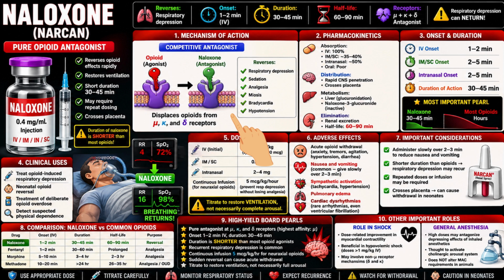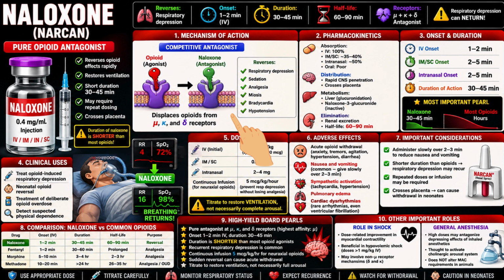How it actually works. Picture an opioid molecule sitting in a receptor, like a key in a lock, turning it, triggering the whole cascade of effects we've discussed. Naloxone is a different key that fits the same lock, but doesn't turn it. It simply occupies the space, physically displacing the opioid agonist off the receptor without activating any of the downstream signaling itself. This is competitive antagonism. Naloxone and the opioid are competing for the same binding site, and whichever one has more molecules present or binds more tightly wins that competition.